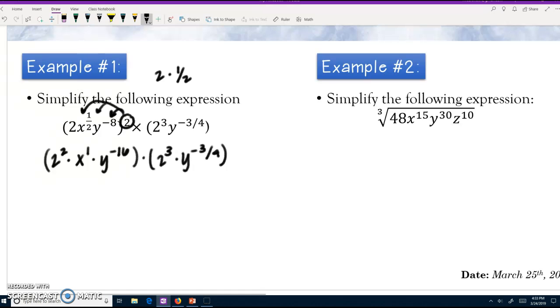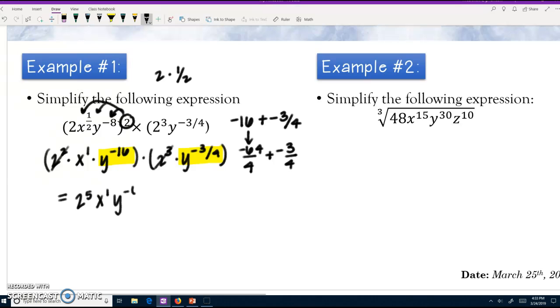So I want to match the like terms. I have a 2 squared and a 2 cubed, so that's a 2 to the 5th. Then I don't have any other x terms but the x to the 1st, so I'm just going to bring that along as is. But now I have to deal with this y to the negative 16th and this y to the negative 3/4. So what we want to do there is make sure that when we add these, so negative 16 plus negative 3/4, that we're adding things that have the same denominator. So in order to make 16 something over 4, I need to multiply it by 4, which will give me negative 64. So I'll have negative 64 over 4 plus 3 over 4.